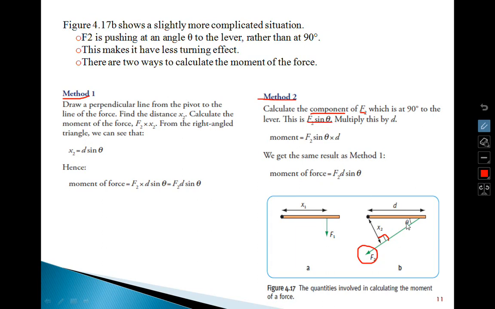F2 sine theta times D. So the moment is equal to F2 sine theta times the distance D, which is exactly the same as method 1. The moment of force is equal to F2 d sine theta. So it's the same, and we can use method 1 or method 2. This is for figure B. Figure A is easier than this one.